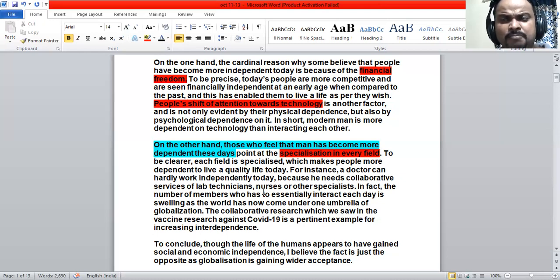I have got more financial stability. I have got more social stability. So they have their own social and economic independence. But actually, the fact is entirely different, because globalization is gaining wider acceptance. So you are encouraged to interact with each other. The number of people who have to interact with each other is increasing and increasing.